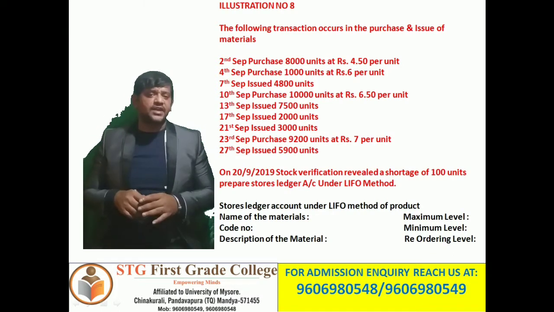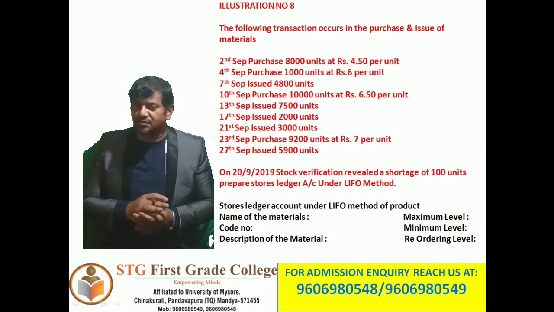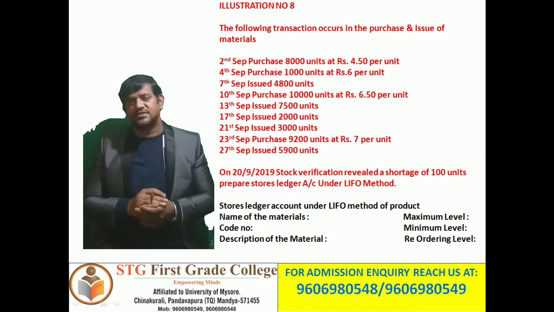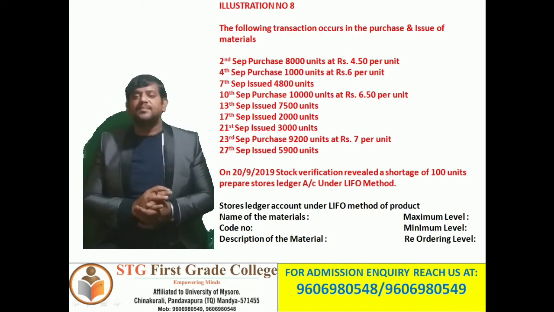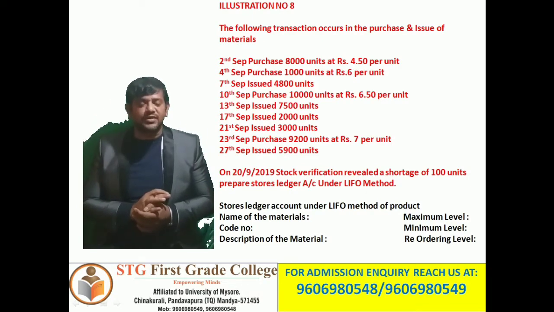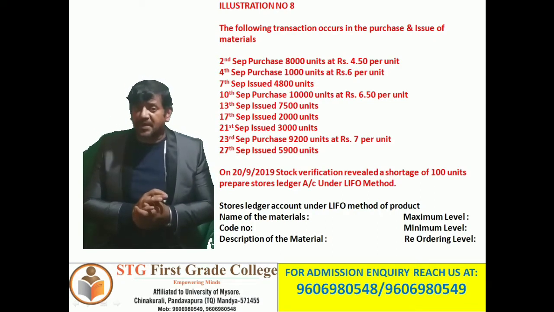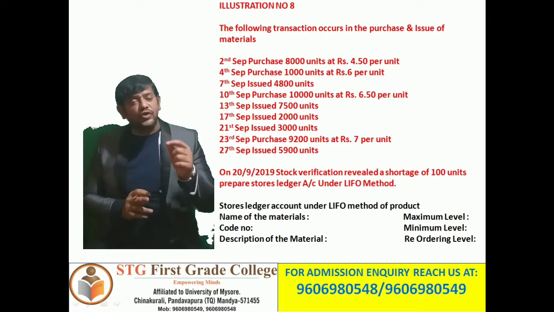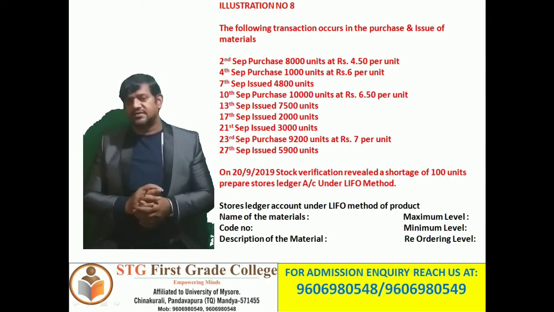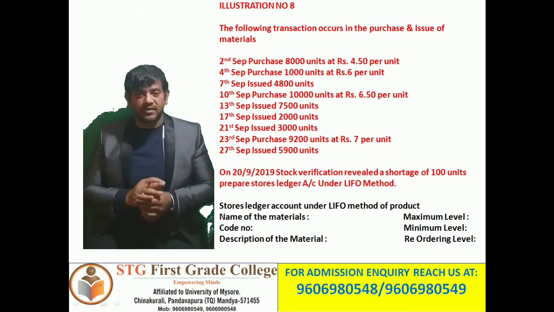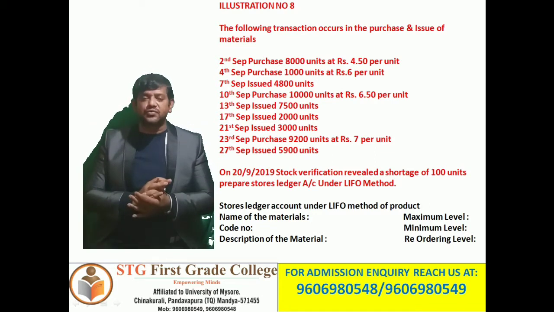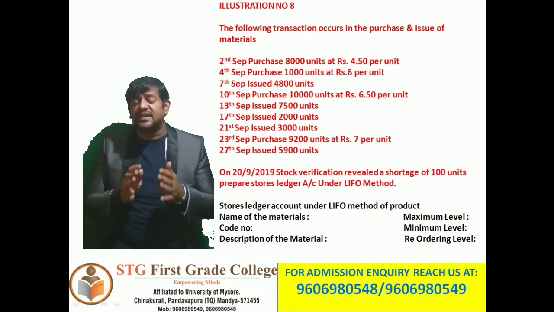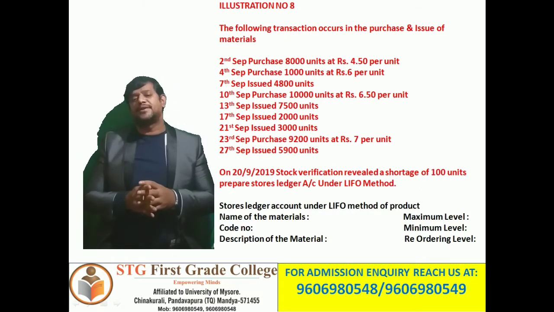On 2nd September, purchase 8,000 units at rupees 4.50 per unit. On 4th September, purchase 1,000 units at rupees 6 per unit. On 7th September, issued 4,800 units. On 10th September, purchase 10,000 units at rupees 6.50 per unit. That means 6 rupees 50 paise per unit.